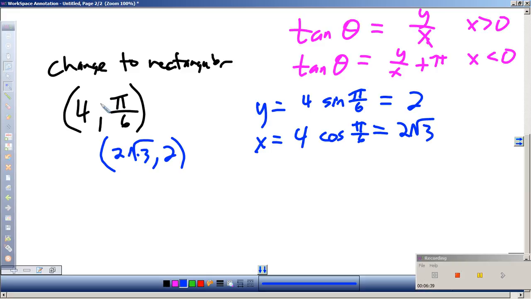This is a rectangular representation of the polar point. These 2 points, this is a rectangular representation of this polar point. Are they the same? They're the same coordinates, if that's what you mean. Meaning, if you had a rectangular grid and a polar grid overlaid on each other, these would generate the same points.